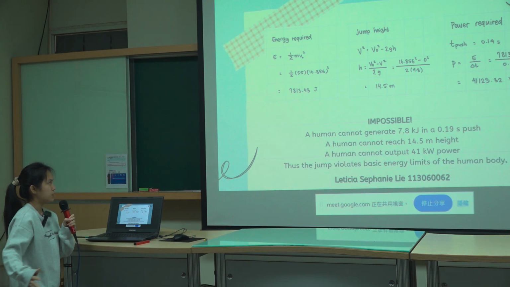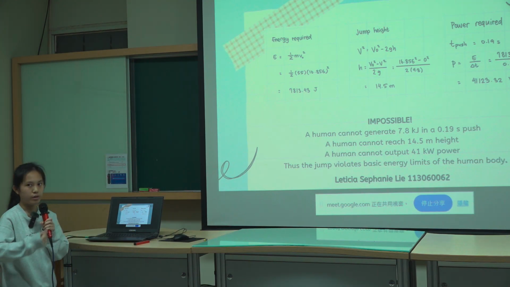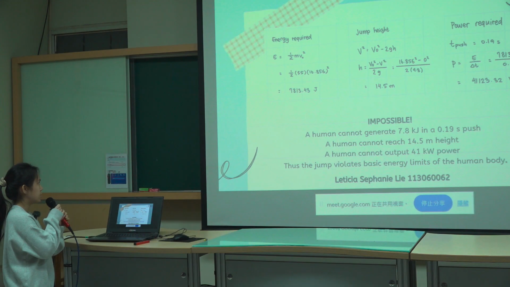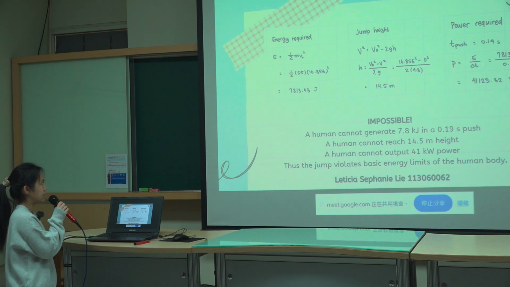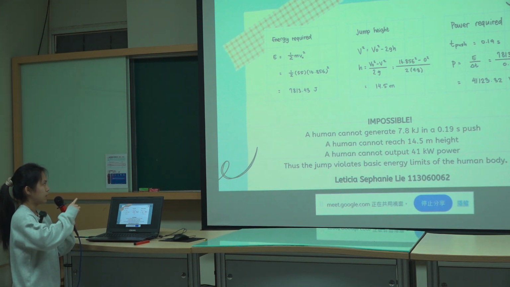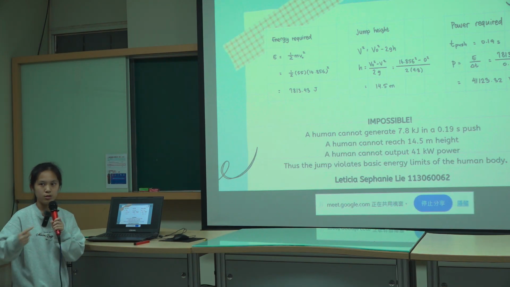And I'm going to prove it also using the energy and power required to do that jump. Using the kinetic energy formula, half mv squared, I got 7,813.43 joules. And the height that he reached is about 14.5 meters. It's impossible for someone to jump that high into the sky.